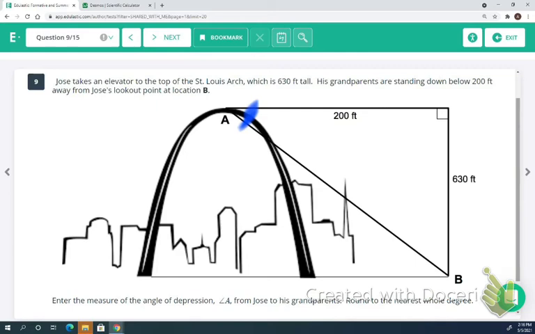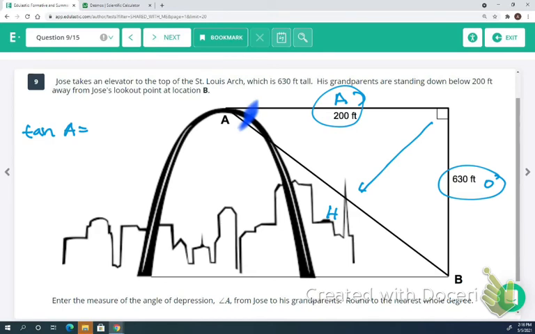So if we're looking for the angle, directly across is going to be our opposite. Directly across from the 90 degrees is our hypotenuse, and then the side that touches the angle and the 90 degrees is our adjacent. So the information given to us is adjacent and opposite. So we know that we're going to use tangent. So tangent of angle A is going to equal the opposite, which is 630 divided by 200.